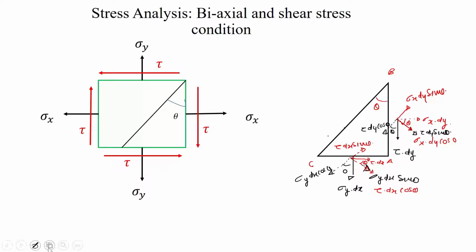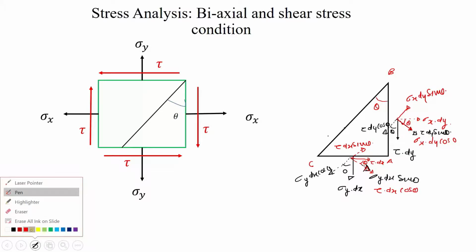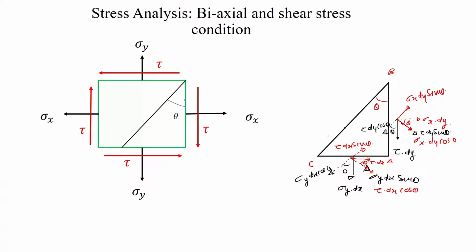And similarly, the two components of force on the CB plane: one because of direct stress which is sigma theta into ds, and one tangential force because of tau theta which is tau theta into ds. Now all the forces are resolved into two directions, in the direction of sigma theta and tau theta. So now we will apply the force equilibrium approach to find out the value of sigma theta and tau theta.